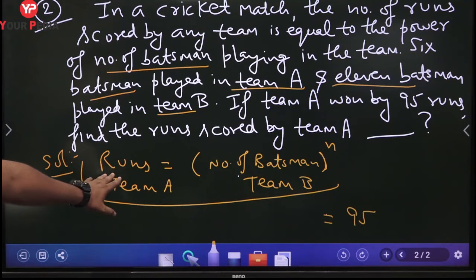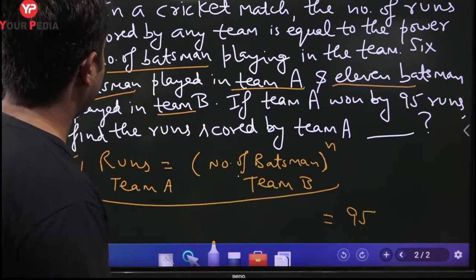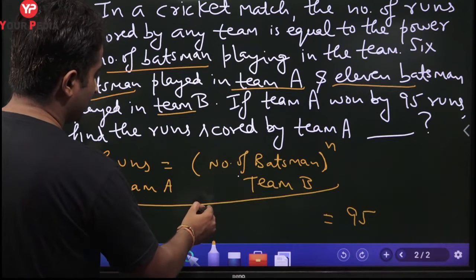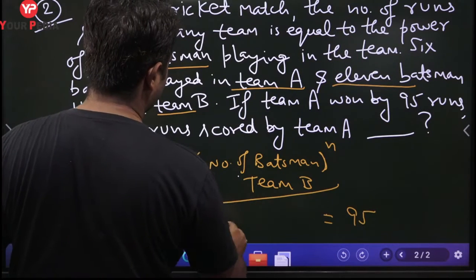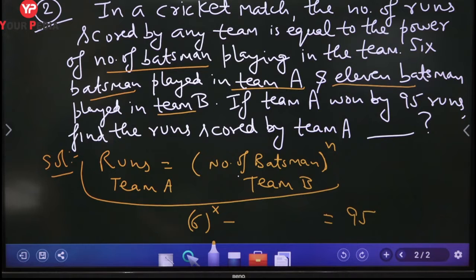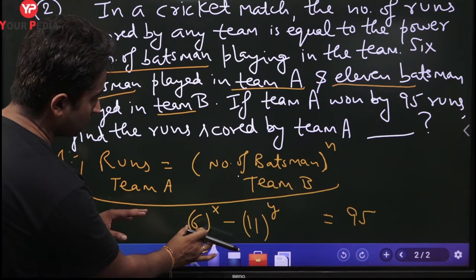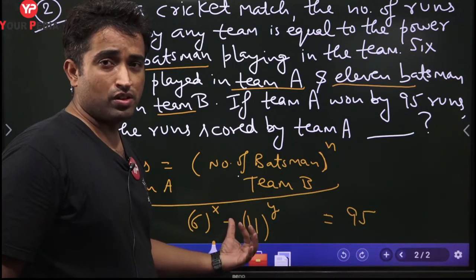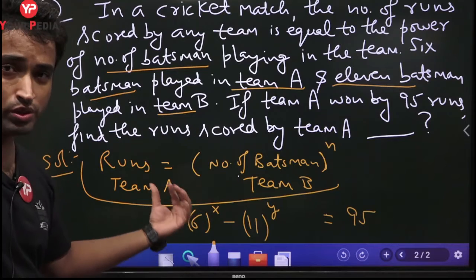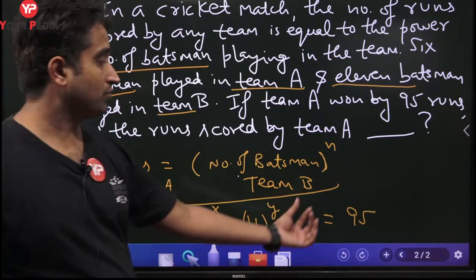Now the difference is that team A has scored more runs than team B, but how to write the number of runs scored by any team? For team A, 6 batsmen played, so let's say 6 raised to power x. For team B, 11 batsmen played, so 11 power y. So the runs scored by team A are 6 power x, and by team B are 11 raised to power y. The difference between the runs of these two teams is 95, because team A has won this match. So you subtract the runs of team B from team A, and the difference would be 95.